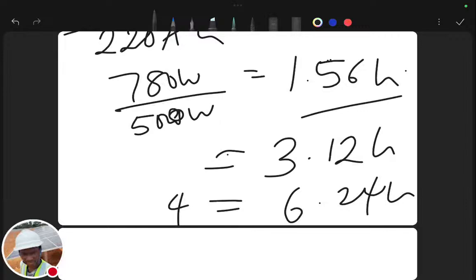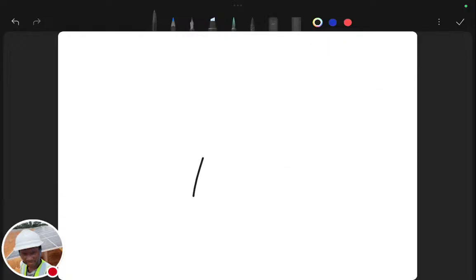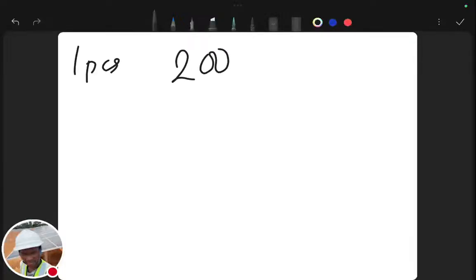So now that you have determined the number of battery you want to use, let's just assume we're using 1 piece of 200 AH battery. Next, we need to determine the panel that we're going to use.